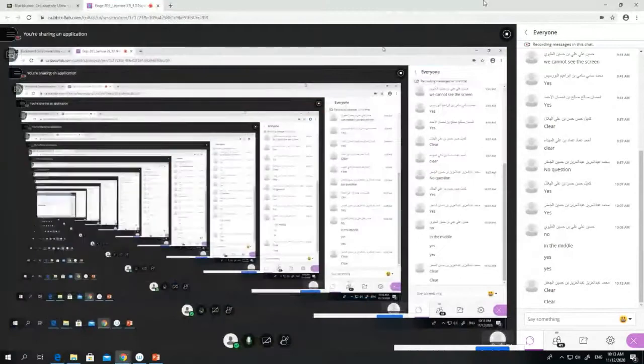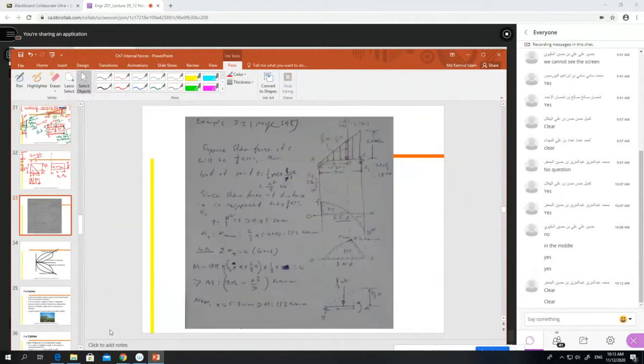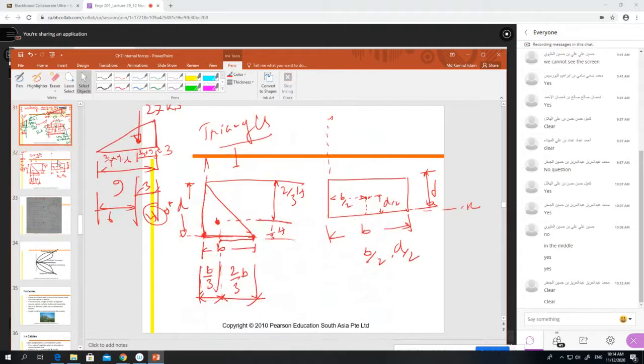Alright, okay. Now, here the example is in the book, but to make it more clear, I already put it here by handwriting. Okay, at your home you can check. So example 7.7, page 348. So we still have to work here, right?